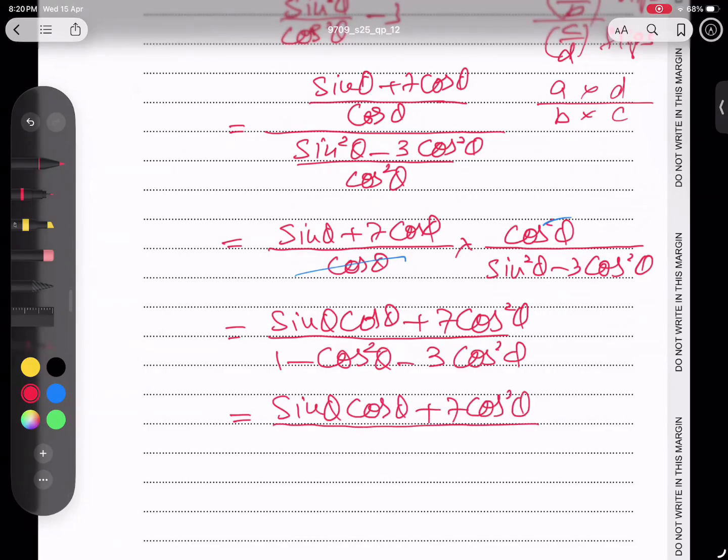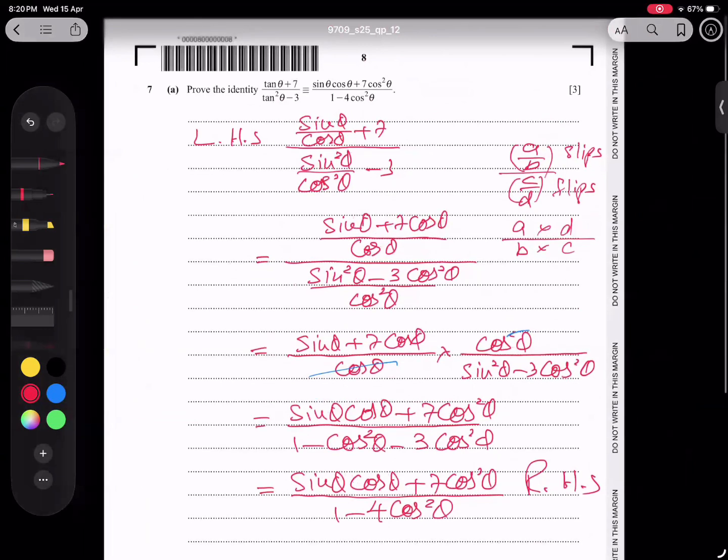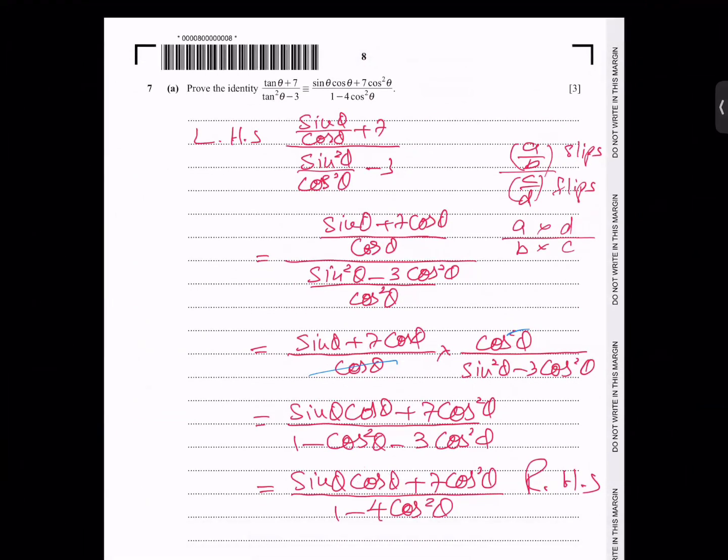And I'm writing finally 1 minus 4 cos square theta is equal to the right hand side. So I hope the concept of the question is completely clear.